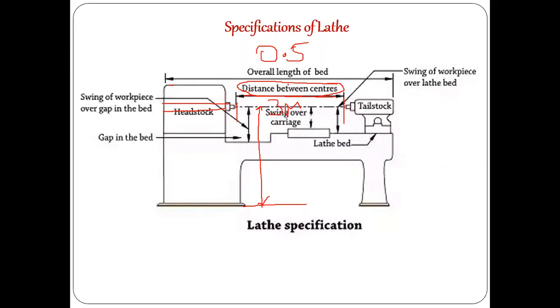So this is the first one, right? Distance between the centers. And the second one is the swing over bed.